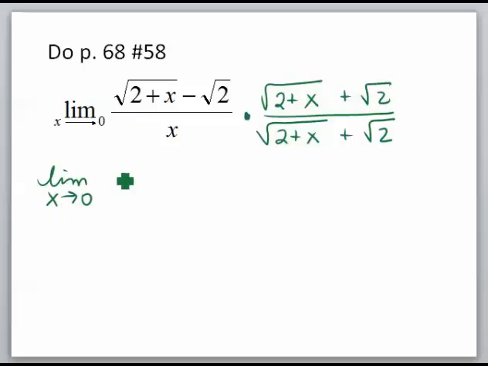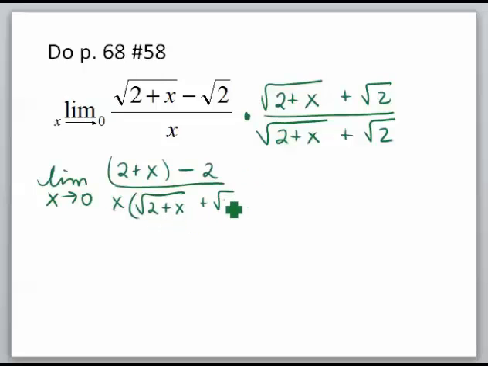On the top, then, I have first times first, which would be 2 plus x. And then I'd have my inner and my outer terms fall out, minus the square root of 2 times square root of 2, which is just a plain old 2, all over x times the square root of 2 minus x, 2 plus x, plus the square root of 2.